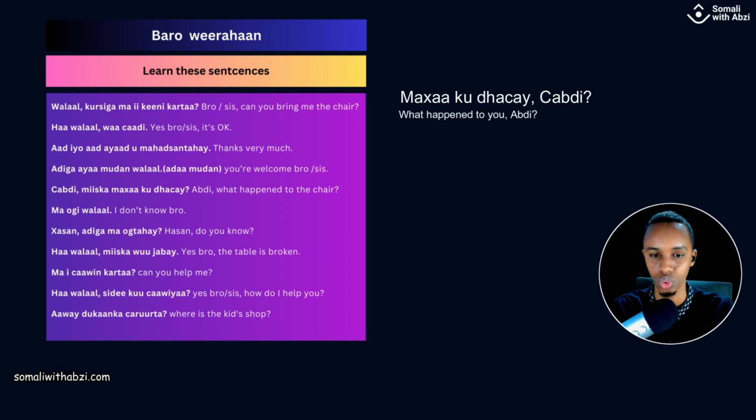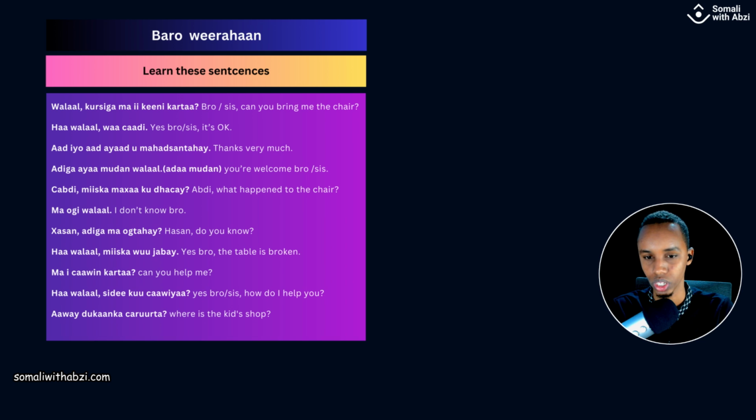All right, now let's go to the next section of our class, which is baro weerahan. Learn these sentences, or these phrases. We're going to make some sentences with the phrases or words we just learned. Let's start with the first one. Walaal kursiga ma ii keeni kartaa. Ha walaal, waa caadi. Walaal in Somali means brother or sister. You can just say it to anyone. It's just fine. We learned kursi, so kursiga, the chair. Ma ii keeni kartaa: ma is the question word, ii is me, keeni kartaa. That ma shows a question. Walaal kursiga ma ii keeni kartaa.